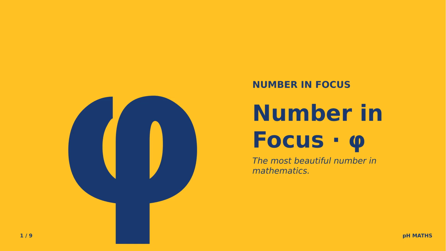Number in focus: phi. The Greek letter phi, often called the golden ratio, is roughly 1.618, and it's been called the most beautiful number in mathematics. It's the ratio that every Fibonacci sequence converges towards, the ratio of diagonal to side in every regular pentagon, and the answer to one of the cleanest quadratic equations you'll ever solve.